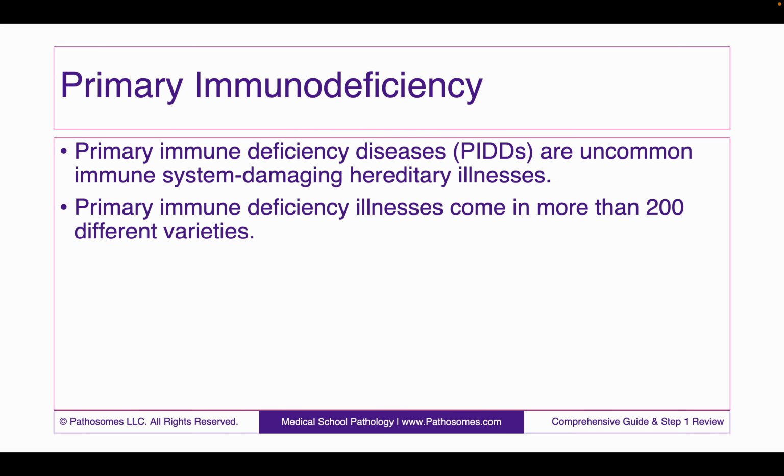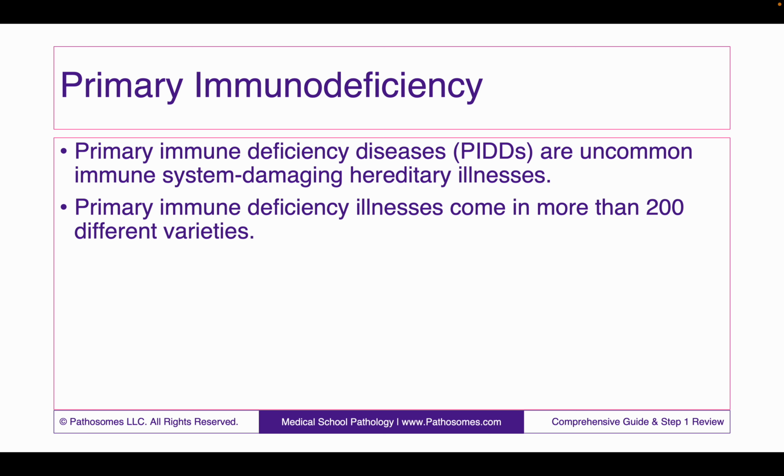Primary immunodeficiency. Primary immune deficiency diseases, or PIDs, are uncommon immune system damaging hereditary illnesses. And like many things, since they're uncommon, they commonly show up on examinations. It's highly likely that you will be asked about each and every condition that shows up in this presentation. So make sure you have your thinking cap on, you got your coffee, you got your book, you got your colorful pens, whatever it is that you need, because this is going to be a very high yield presentation.